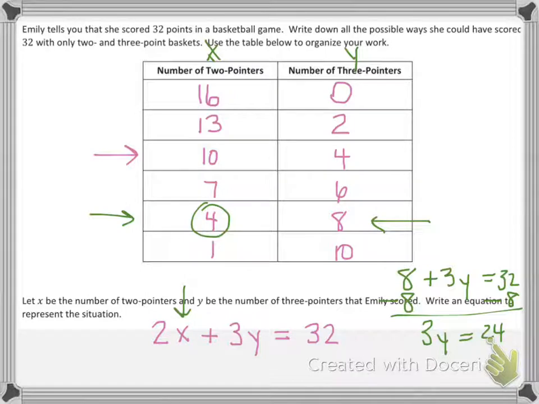So what we're finding here is that the solutions to this equation in 2 variables are ordered pairs, x comma y. Each one of these is a solution. When x is 16, y is 0. When x is 13, y is 2. And so all of those ordered pairs are solutions to this equation.